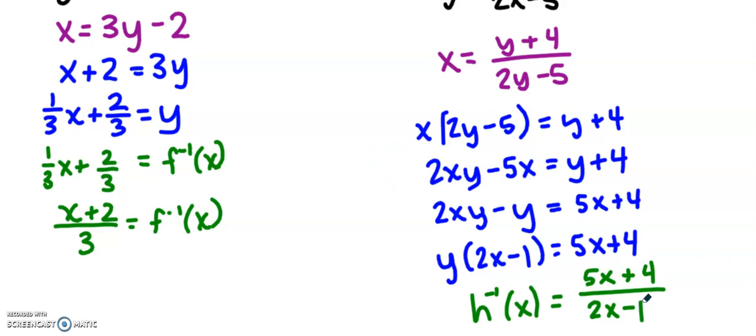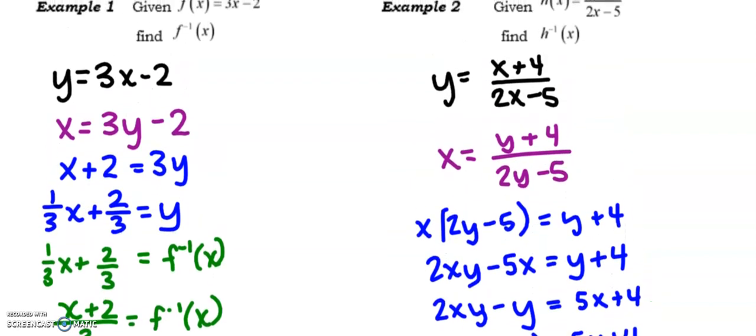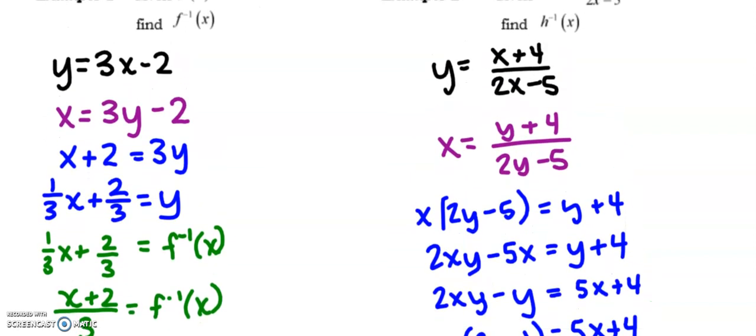Now, this one's a little bit harder to think about in terms of undoing directions, but something that is pretty cool is that from the original function, we would have had a vertical asymptote at x equals 5 halves, because that's where we have a denominator issue. We would have had a horizontal asymptote at y equals 1 half because of our leading coefficients and even heaviness.